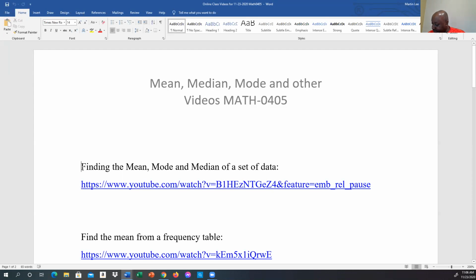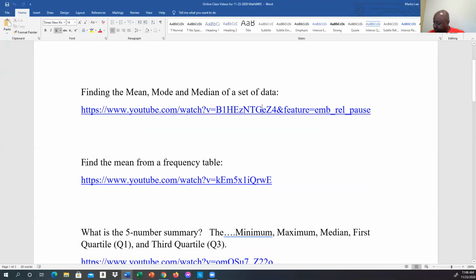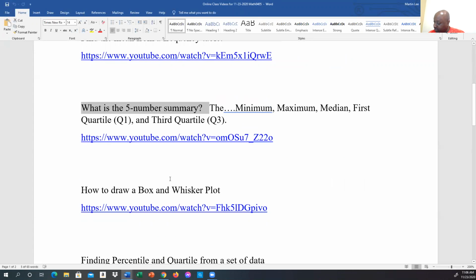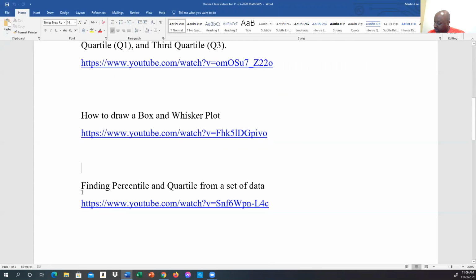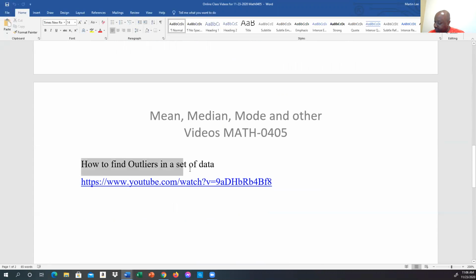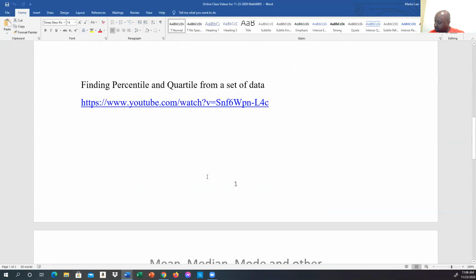So today, the first topic is finding the mean, mode, and median of a data set. The second video is finding the mean from a frequency table. Third video, this thing called the 5-number summary. What is it and how to calculate it? The next one is how to draw a box and whisker plot. Next one, finding percentile and quartile from a set of data. And then how to find outliers of a data set.